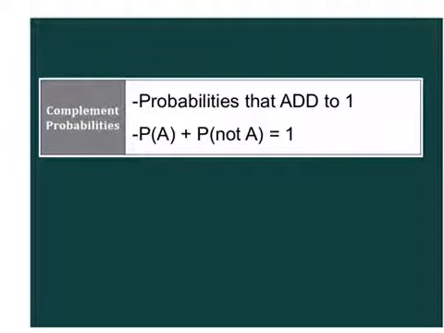So the last thing we're going to talk about before we jump into some examples here is something called a complement probability. When we are talking about complement probabilities, we're talking about probabilities that add to 1. So basically, if you find the probability of A happening, and then you find the probability of A not happening, when you add those together, you would get 1. So the probability of it happening and the probability of it not happening are complement probabilities. Together, they would be 100%.